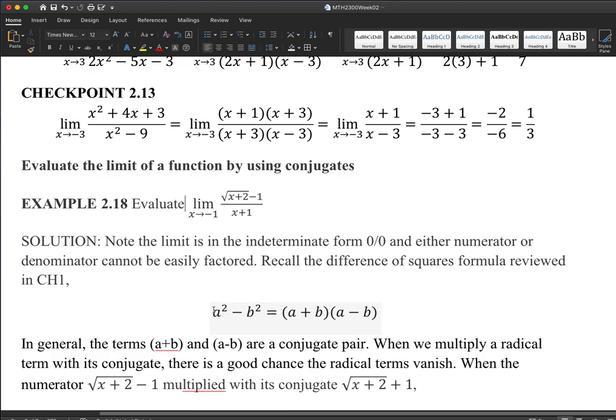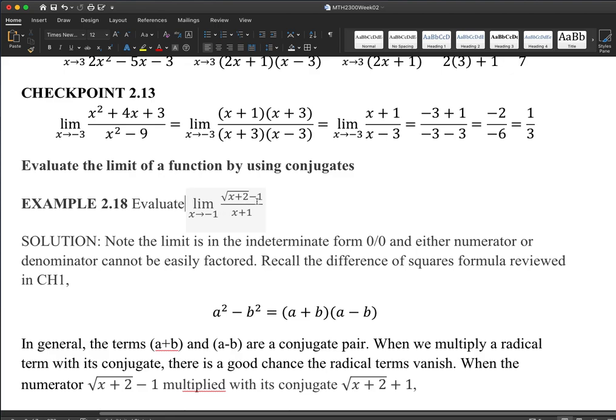So it is very helpful. Besides factorization, when you have a numerator or denominator with a square root, you want to consider using its conjugate, because the product of the conjugate pair is the difference of two squares. There is a good chance the square root will vanish. Another small issue is that when we manipulate a fraction, you want to keep it in an equivalent form. So you always do the same thing for the numerator and the denominator.